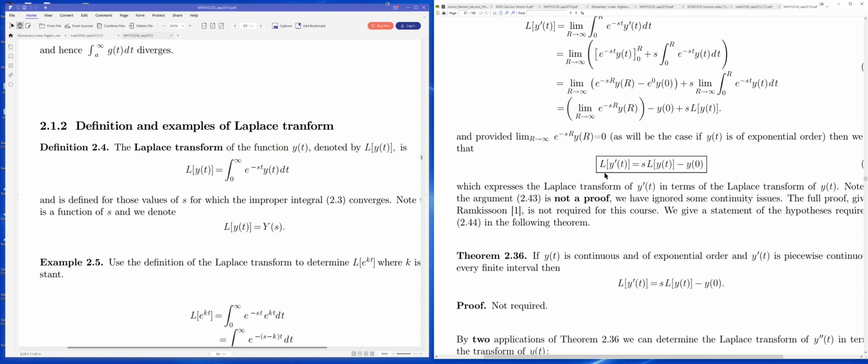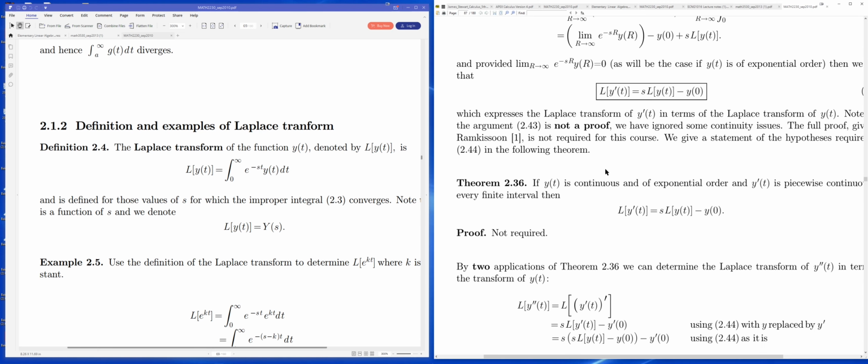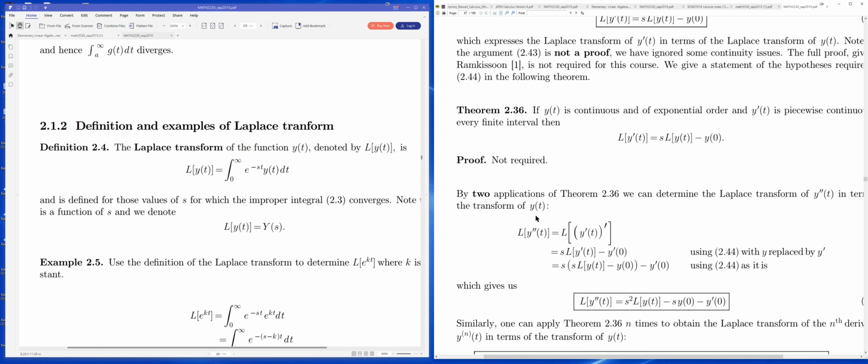Okay, and once you have this formula for Laplace of y prime of t, you could in fact use this to get Laplace of the second derivative of y. The idea here is that to get Laplace of the second derivative, you want to remember that the second derivative is the first derivative differentiated again.